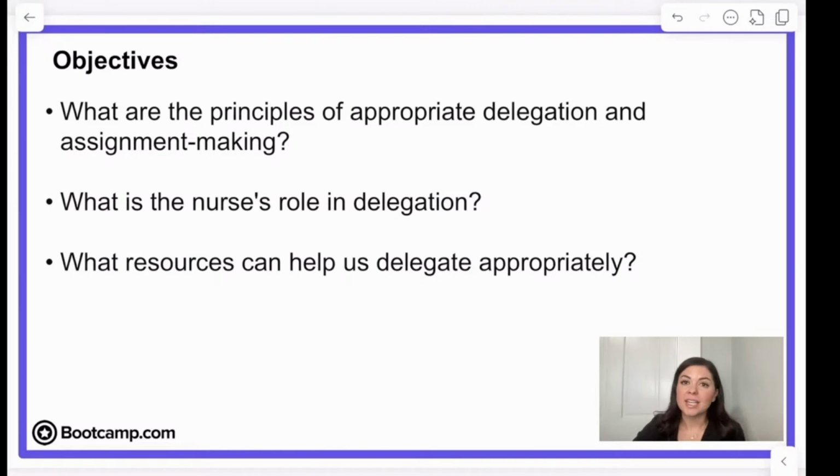Today, throughout this presentation, we're just going to talk about the general principles of delegation and assignment making. We're going to talk about what the nurse's role is in delegation and also discuss a couple of resources that we should be thinking about anytime that we are faced with delegation questions.